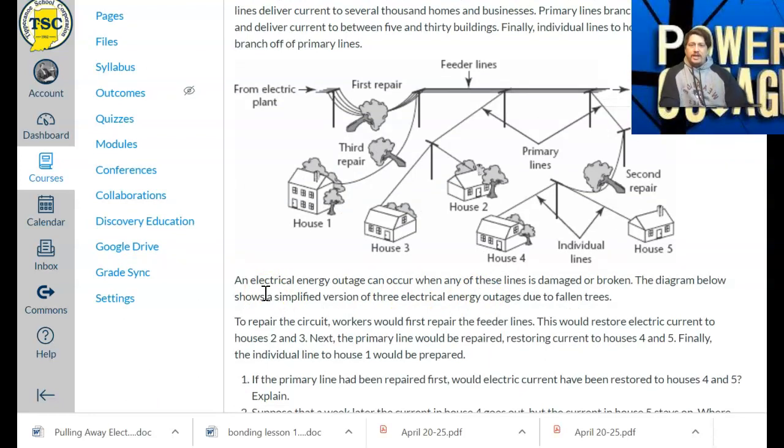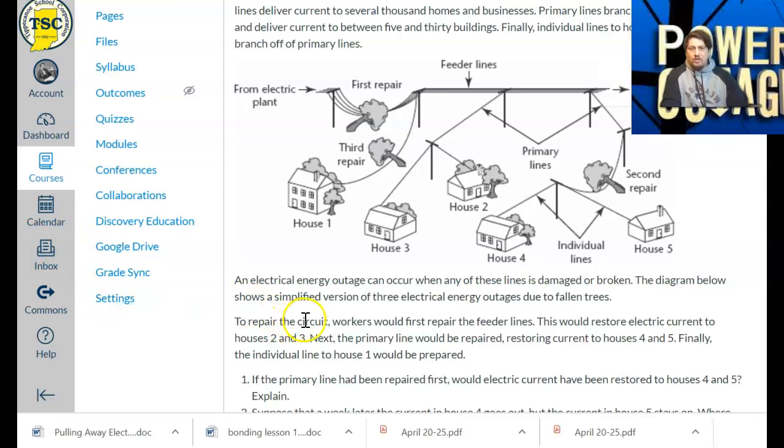An electrical energy outage can occur when any of those lines is damaged or broken. A tree falls into it, somebody slams into a pole and knocks it down, maybe it gets old, or ice is on it and breaks it. Anything can happen to these things. When that line is broken, there's an electrical outage.